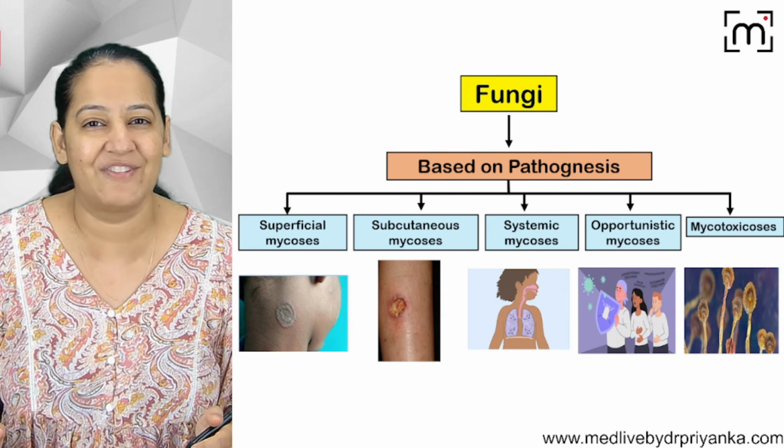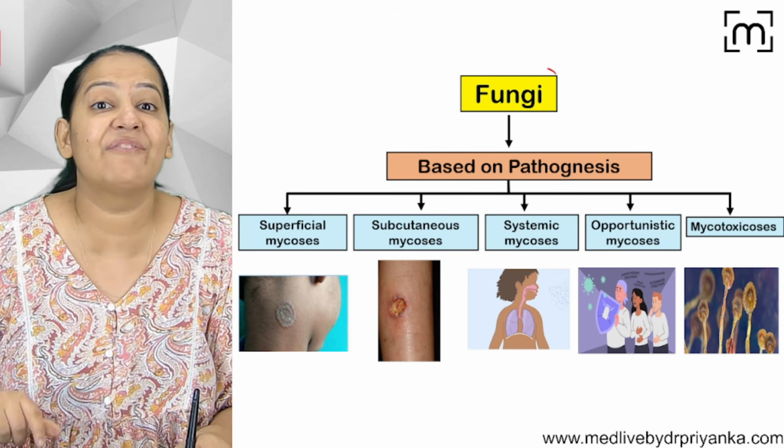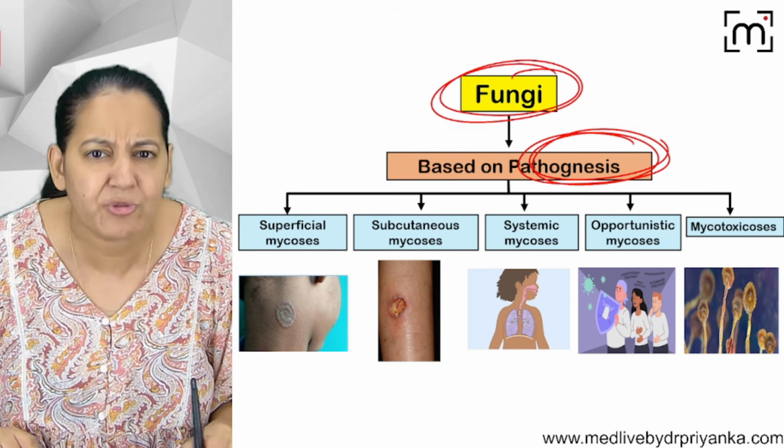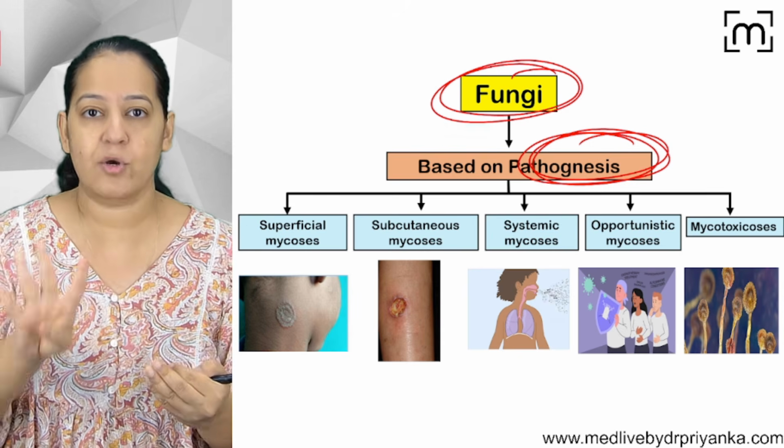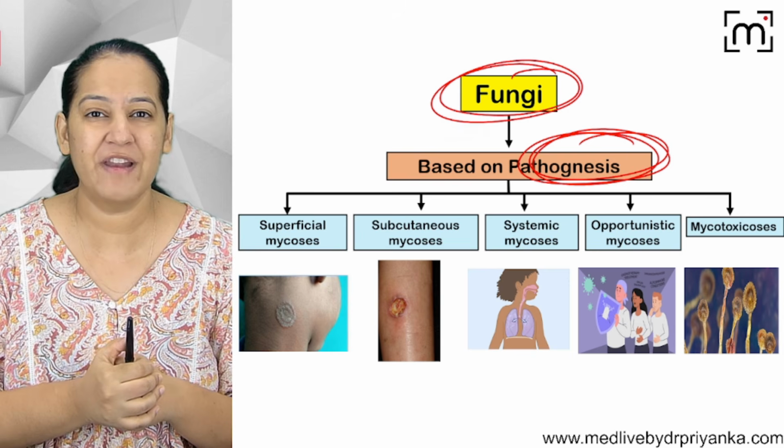After that, I am starting the antifungal drugs. So you can see this is the second classification of the fungus, which is based on the pathogenesis, that is, the diseases caused by the fungus. In the human body, fungus causes 4 types of diseases. What are the 4 types of diseases?